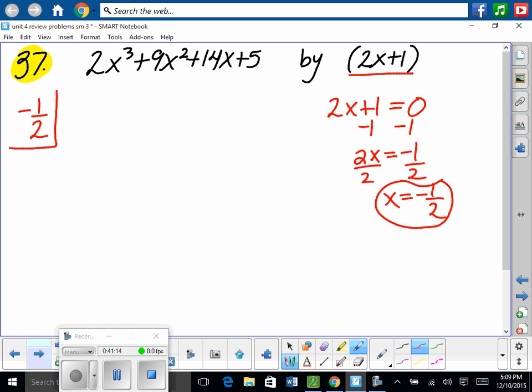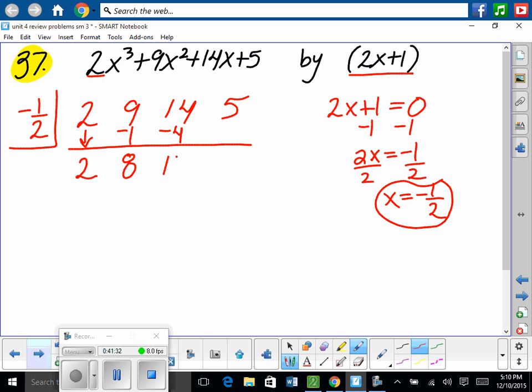Then we set up our coefficients. So we have a 2, a 9, a 14, and a 5, and I'm not missing anything, so I didn't have to put in my zeros. Drop that down. That's a 2. 2 times -1/2 is -1. Add straight down is 8. 8 times -1/2 is -4. Add straight down is 10. 10 times -1/2 is -5. Add straight down is 0.